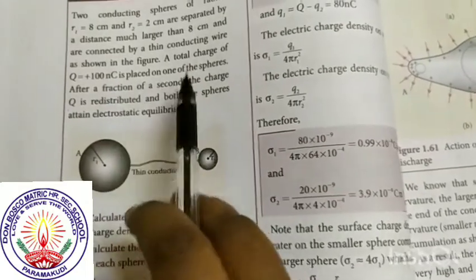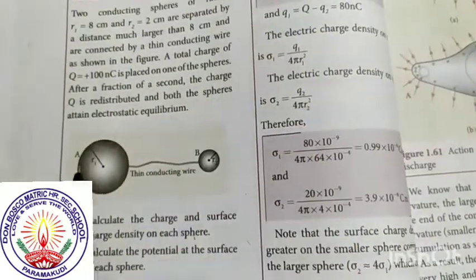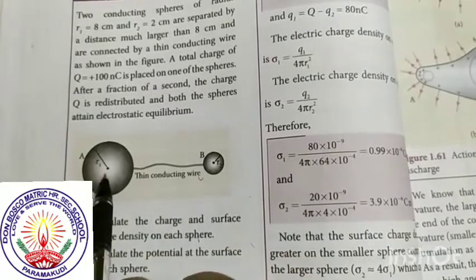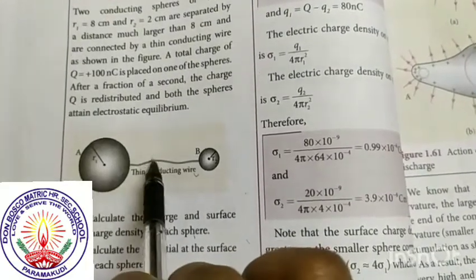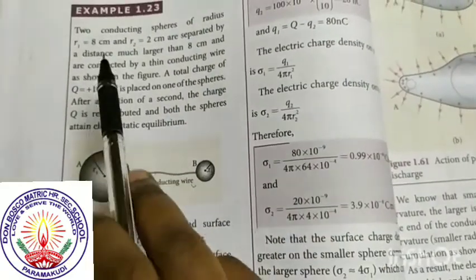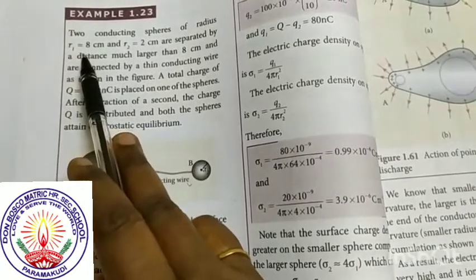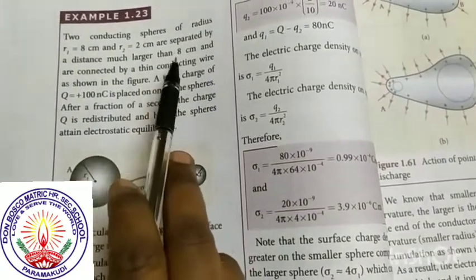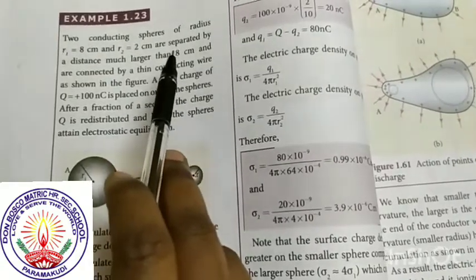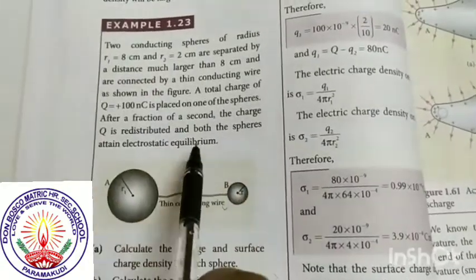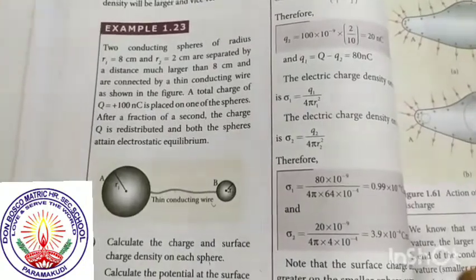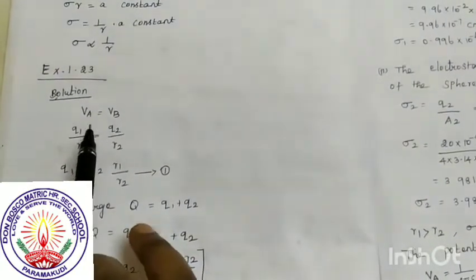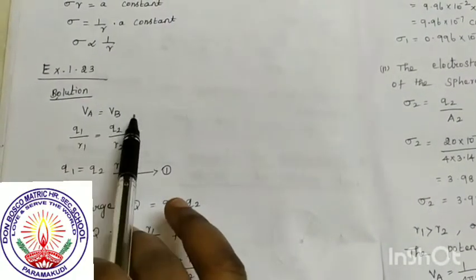And calculate the potential at the surface of each sphere. So what are the given values? Potential will be same for these two spheres, so we have to take VA is equal to VB. First sphere radius and second sphere radius are given, and the distance in centimeter is converted to meter. So we have to use this formula and work out the problem. Look at the problem. So potential will be same, so VA is equal to VB.